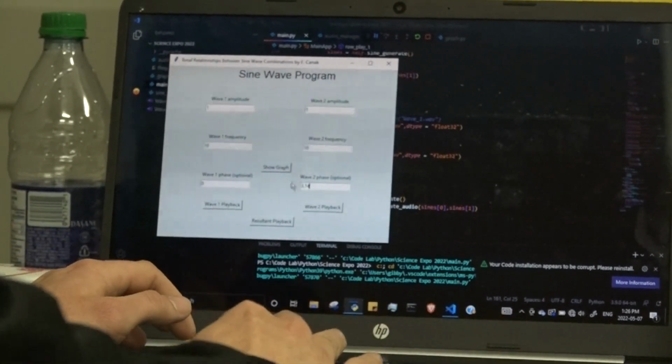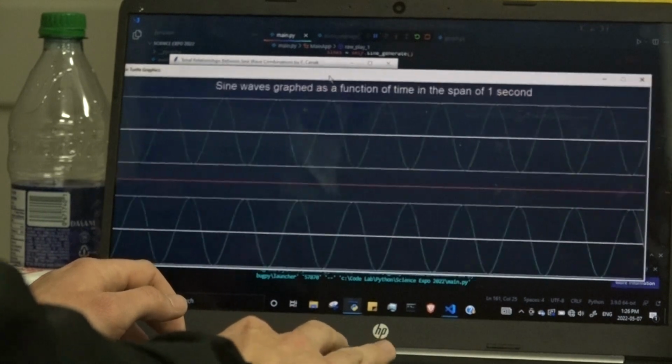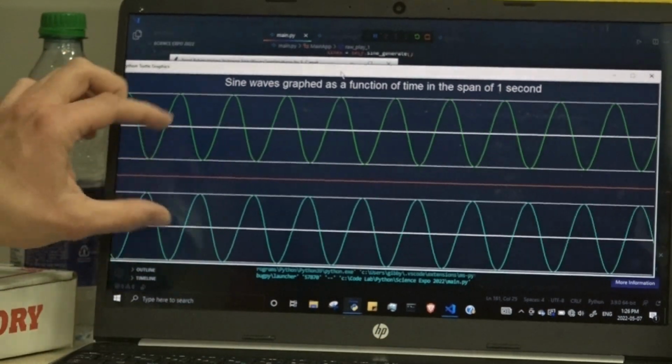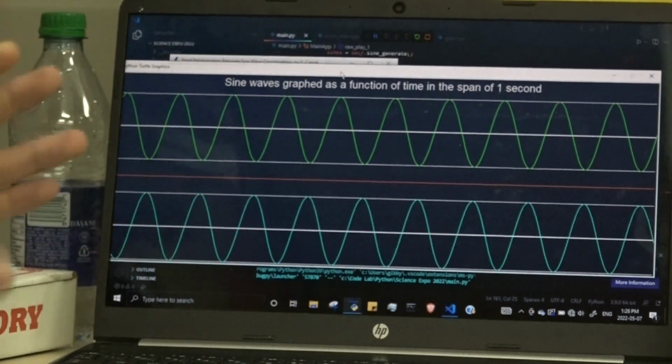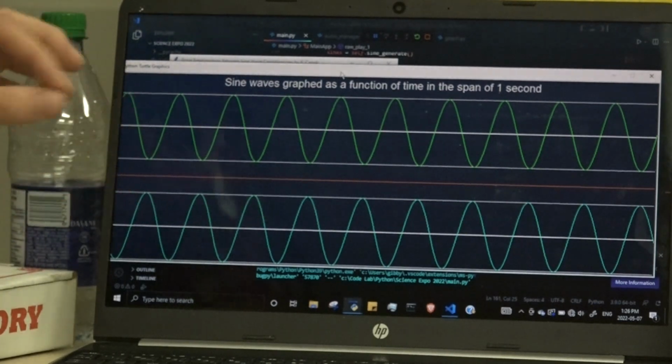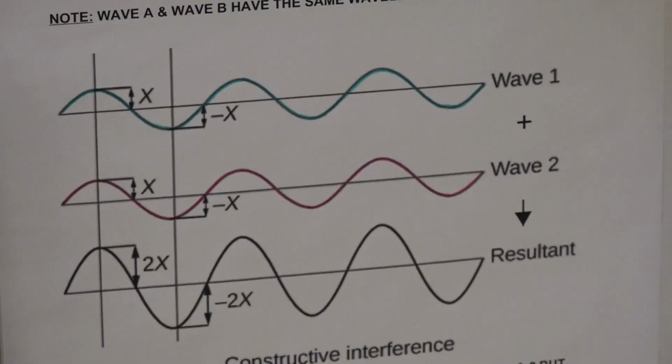The next phenomenon is destructive interference. So this is when you set the phase so that you get this alternating pattern. And in this phenomenon, the amplitudes actually cancel each other out. And this is really interesting because this is the basis for noise-canceling headphones.